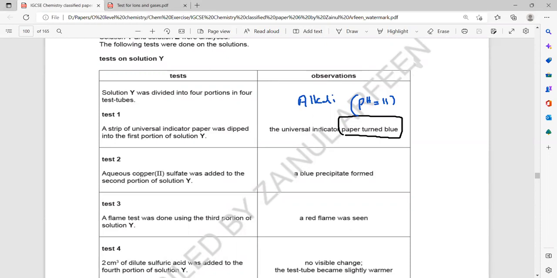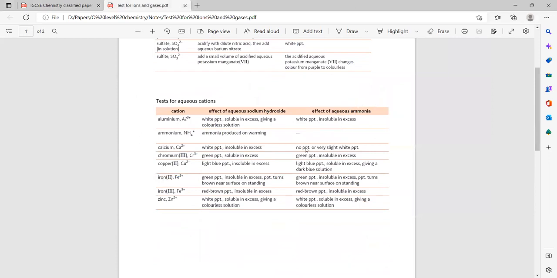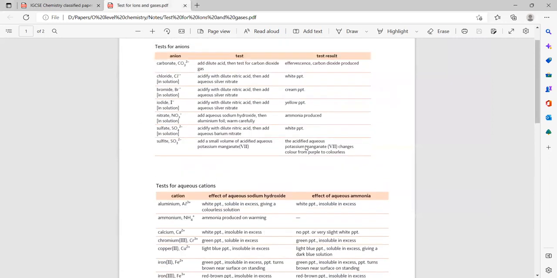Then aqueous copper 2 sulfate solution was added to a second portion. So it gives a blue precipitate. Copper 2 sulfate solution, which substance would give a blue precipitate? If you check, these are the tests for the ions and the flame test.